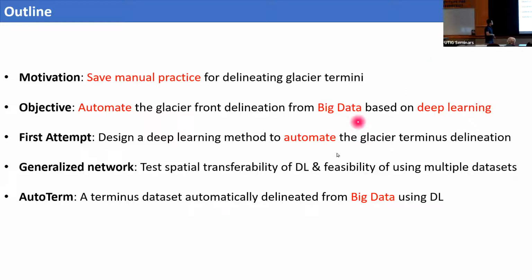Second, because we want to apply deep learning to the whole Greenland ice sheet, we must test the spatial transferability to show that the deep learning method can extract common features among different glaciers. If the spatial transferability is proved, we have more confidence to apply the method to the whole Greenland ice sheet. We also need to test the feasibility of using multiple datasets because we want to increase the sampling rate. And finally, we will apply deep learning to the big dataset and extract a tremendous amount of terminus traces.